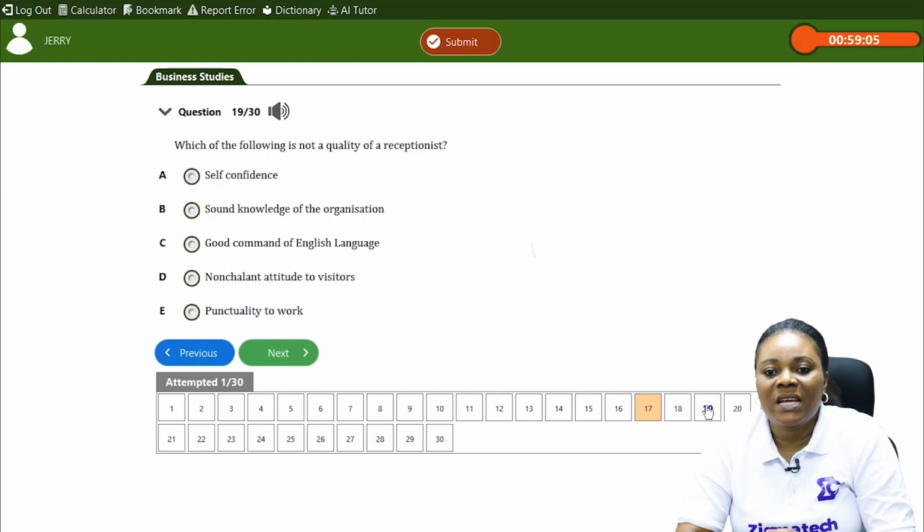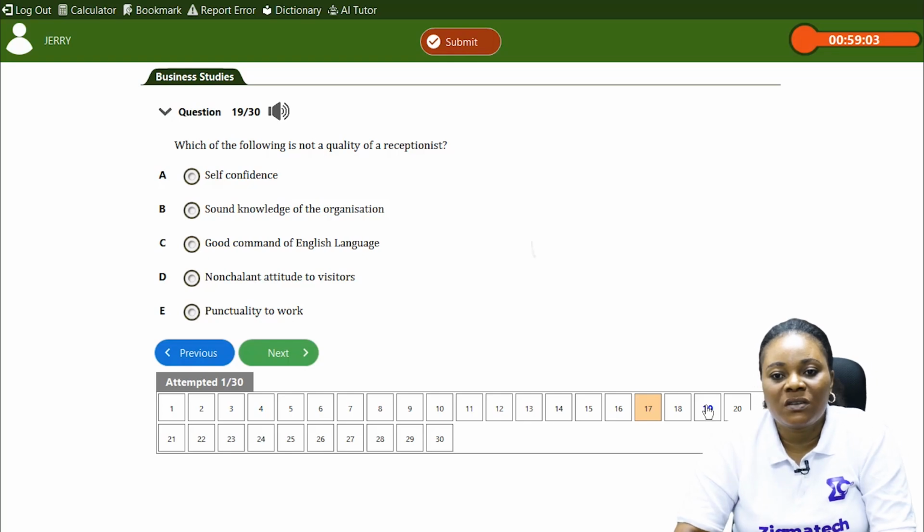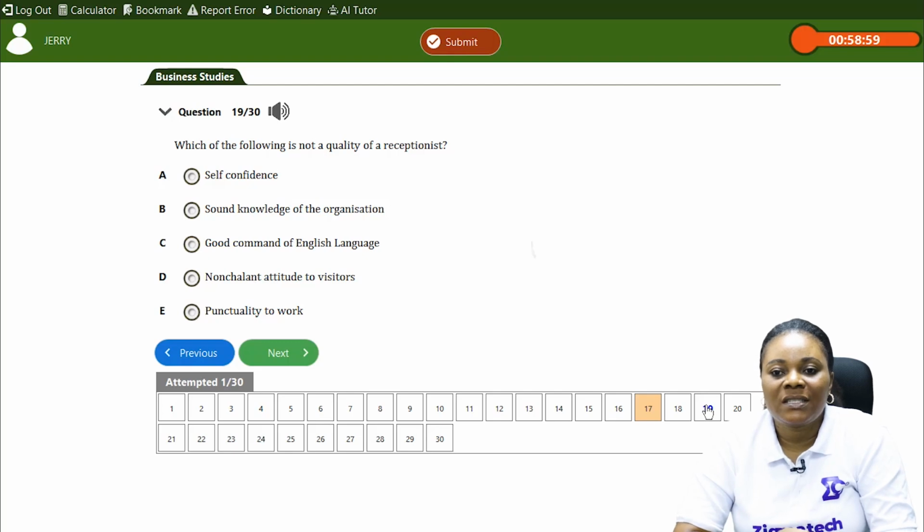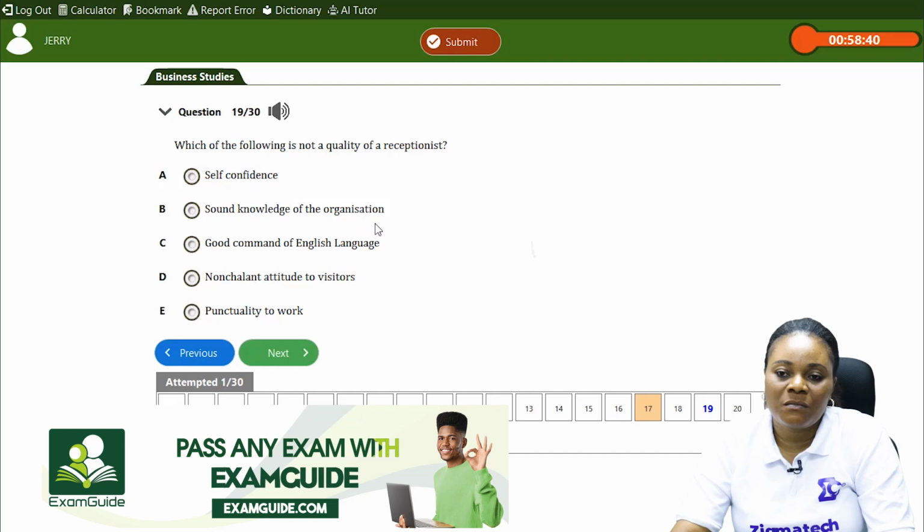We have self-confidence, sound knowledge of the organization, good command of English language, nonchalant attitude to visitors, punctuality to work. So let's take the options one after the other. The first one, self-confidence. Self-confidence is a quality that a receptionist must possess. A receptionist must have a sound knowledge of the organization. This helps you to pass the necessary information to every visitor that calls in.